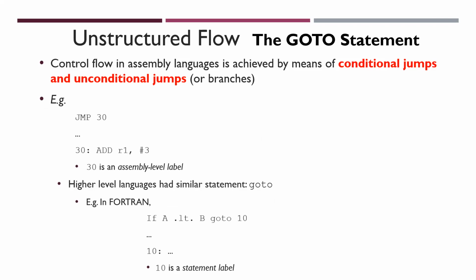You can see here the example of unstructured control flow. Unstructured control flow means using GOTO, right? So you can see here you have used GOTO in the Fortran language. And here you have used jump. Jump is also an unstructured flow that is used in assembly language. So in most cases, GOTO is the example.